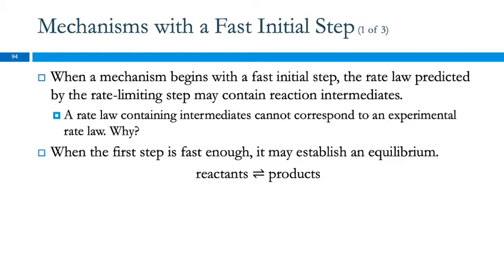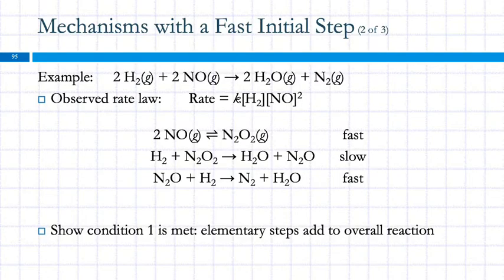So how do we deal with this? When the first step is fast, it may be fast enough to establish an equilibrium so that the reactants are forming products, the products are reforming reactants, and it's going both ways, but in equal rates. As an example, 2 hydrogens reacting with 2 nitrogen monoxide molecules to make 2 water molecules and N2.